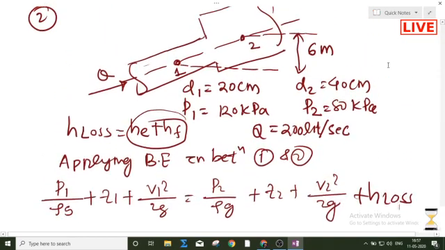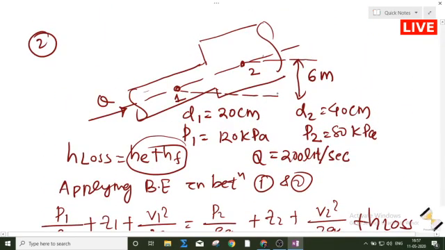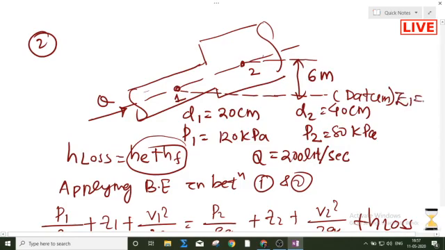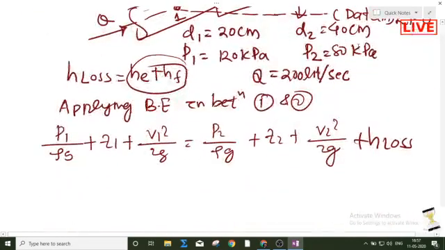So now I am choosing this one as my datum line. Datum line means what? Z1 will be equal to 0, and at this point Z2 will be equal to 6 meter.